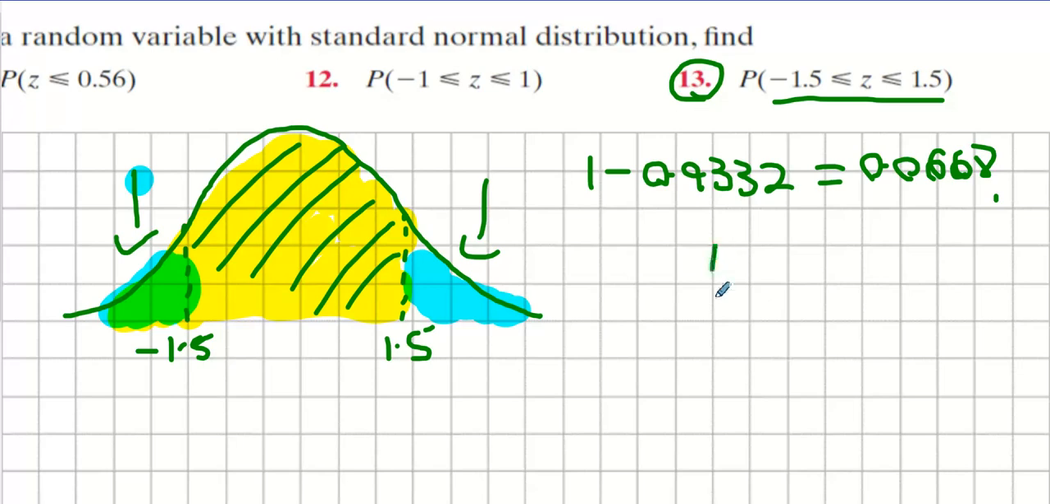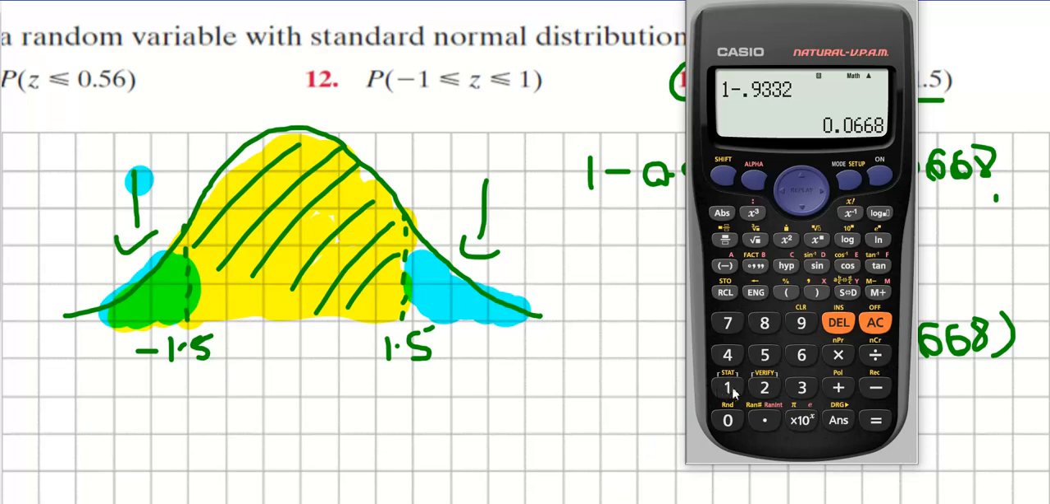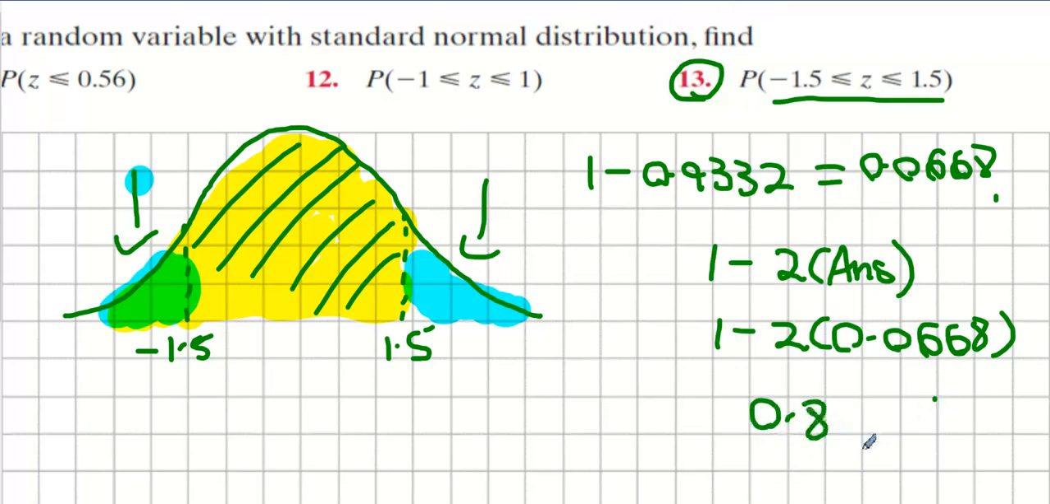Or you can simply do 1 take away 2 times answer in your calculator, which is 1 take away 2 times 0.0668. So I'm not re-entering, I'm just going to go 1 minus 2 times answer. Who got an answer of 0.8664? We all good? Okay, let's make this harder again.